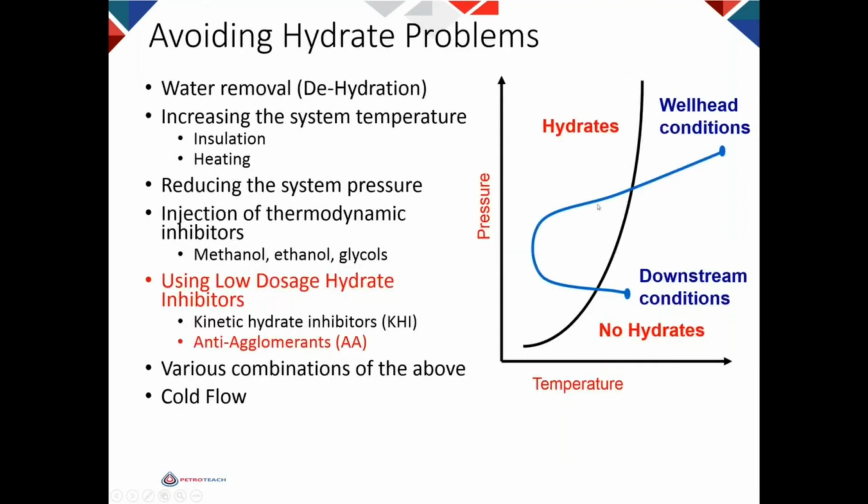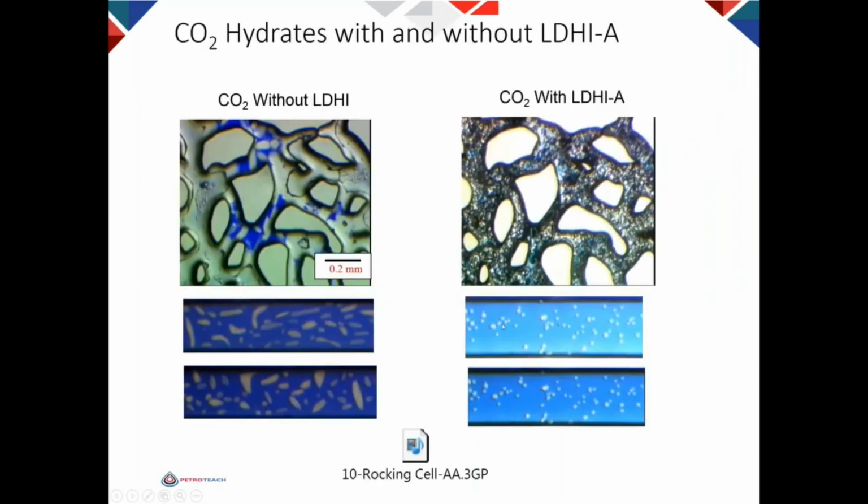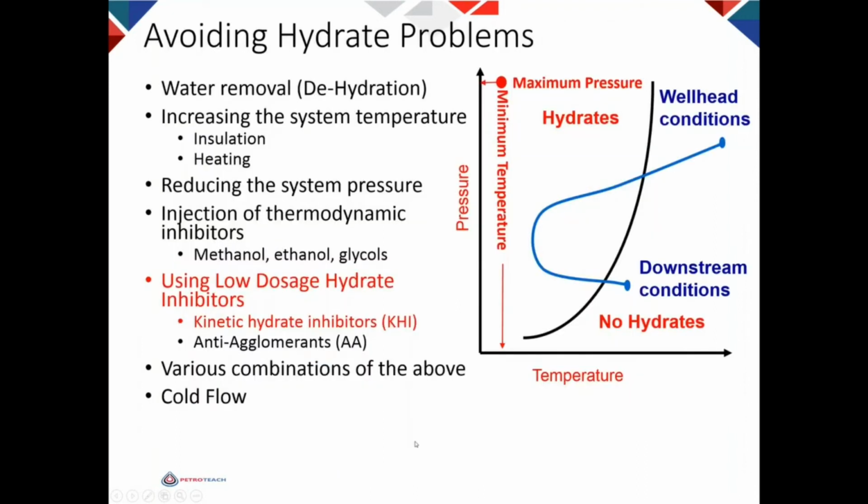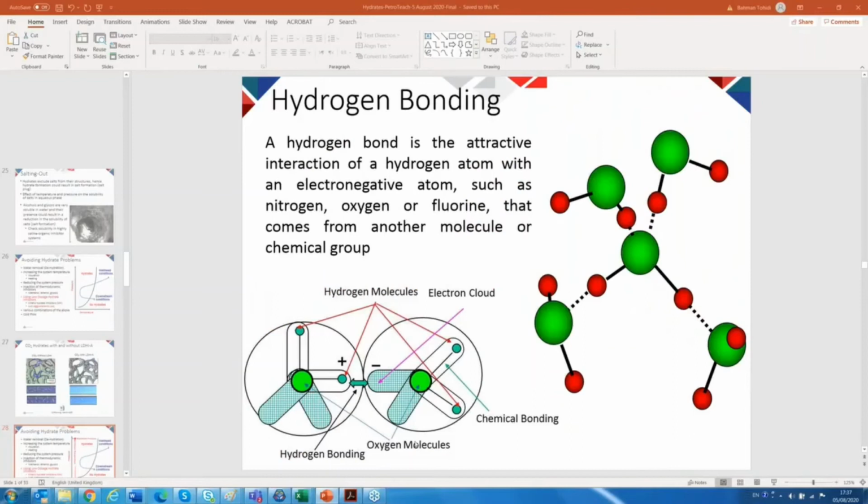Another option is to use anti-agglomerants. Anti-agglomerants don't prevent hydrate formation, but they allow the hydrate to become a slurry and be transported. You can see that without chemical, with time, they become bigger and bigger. But with anti-agglomerant, no. I have a video here, if I can show it.